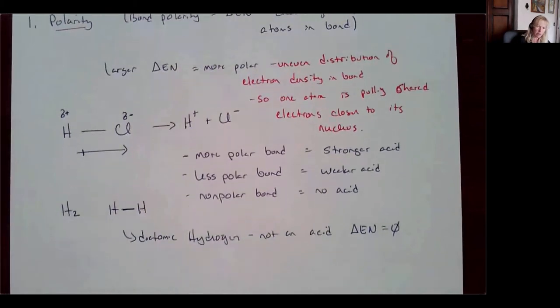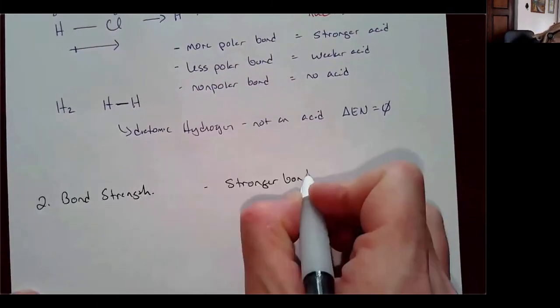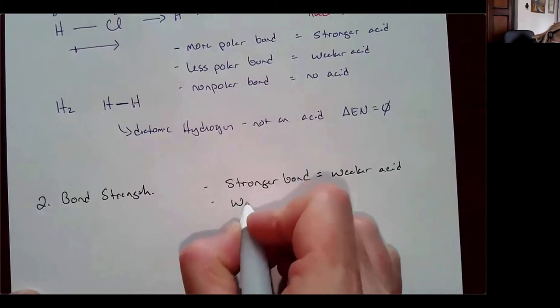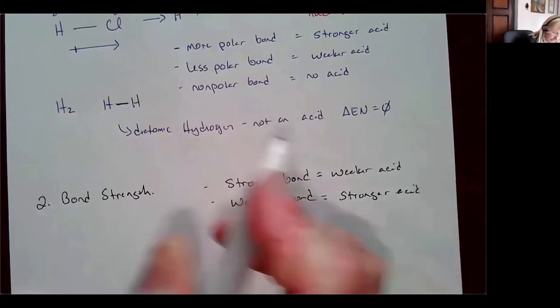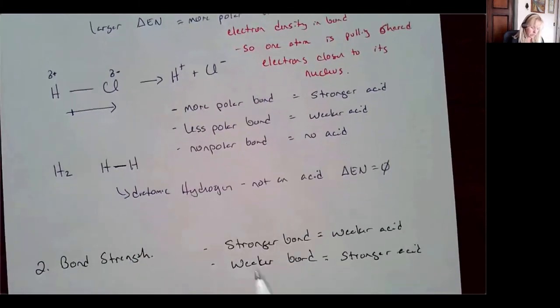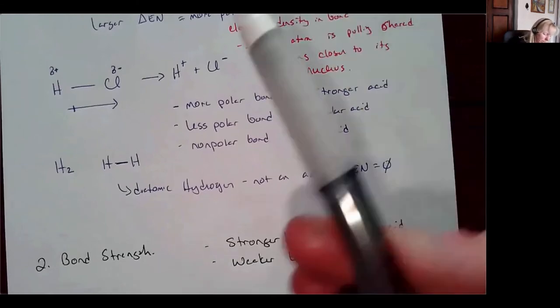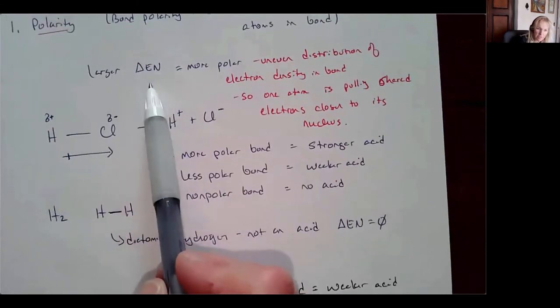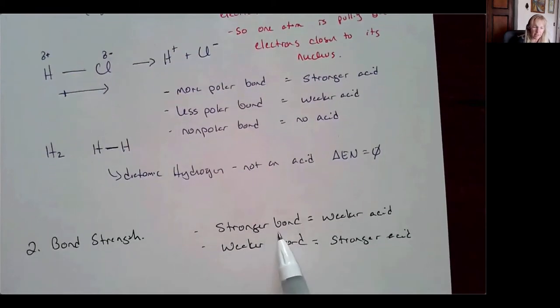Our second factor is bond strength. The stronger the bond, the weaker the acid. The weaker the bond, the stronger the acid. Because you have to break this bond in order for this to dissociate. So the stronger the bond, the weaker your acid is going to be. Sometimes you can have a really high difference in electronegativity, but also have a very strong bond, and that's going to keep that from being a strong acid.